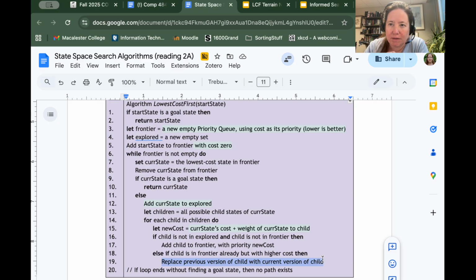Notice another thing. If the child was in the explored set, it will not be in the frontier set because we take it out of the frontier before we add it to the explored set. And neither of these will apply. Once something has been explored, we're done with it. We know the optimal path to get to that, and we never have to look at it again.